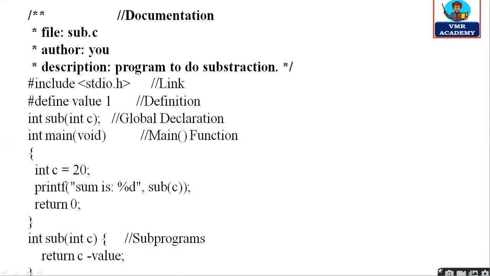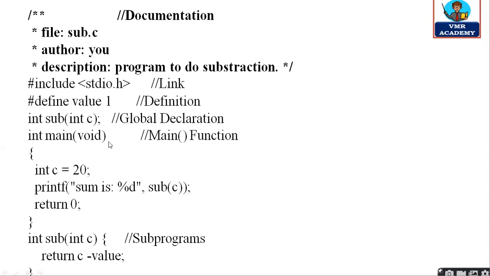In this I had written the logic: return c minus value. What is the c value now? It is 20. What is the value? The value is 1. We had written 1 here, see here in the definition part. So 20 minus 1 is nothing but 19. So this function is going to return the integer value 19. When it returns 19, that comes and is printed over here, right?